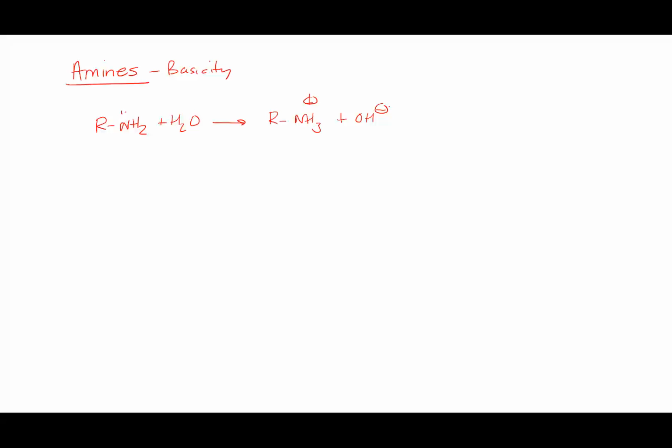So here's the general big rule. The big rule is anytime you increase the electron density of the nitrogen of an amine, you increase its basicity. So that's the overriding factor.